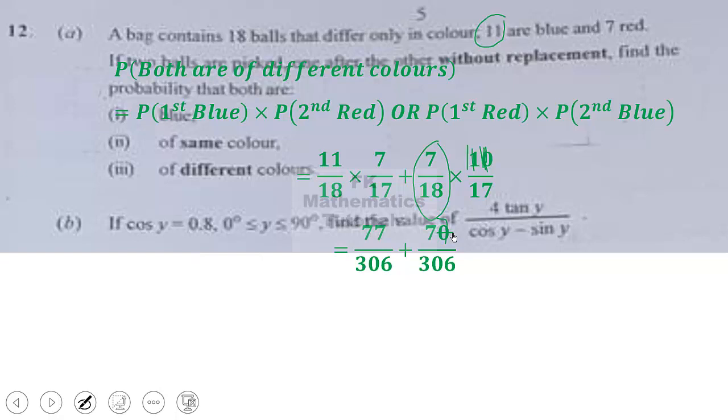So you're supposed to get 77 over 153. 77 over 153.